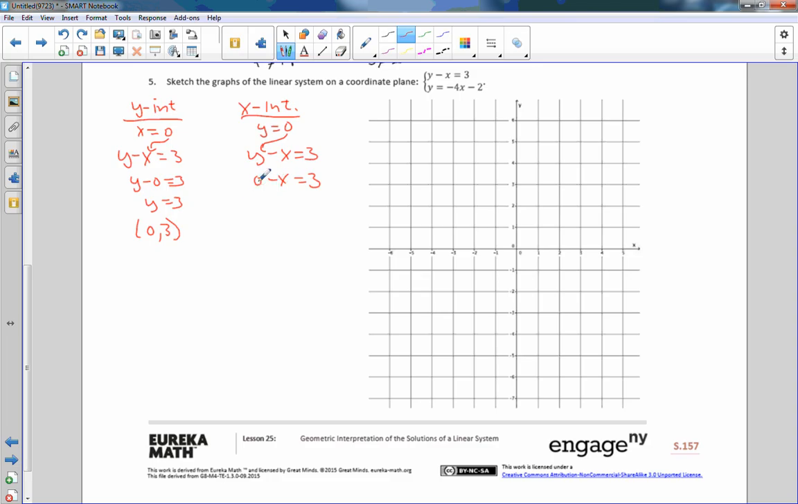Be careful with your negative sign. 0 minus x is a negative x. And if I divide by negative 1 on both sides, then I get a positive x equals a negative 3, and that is the point.